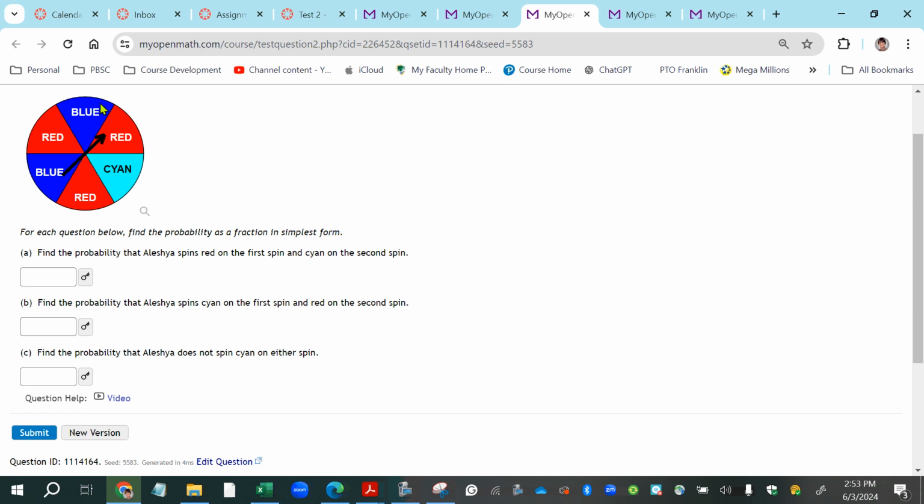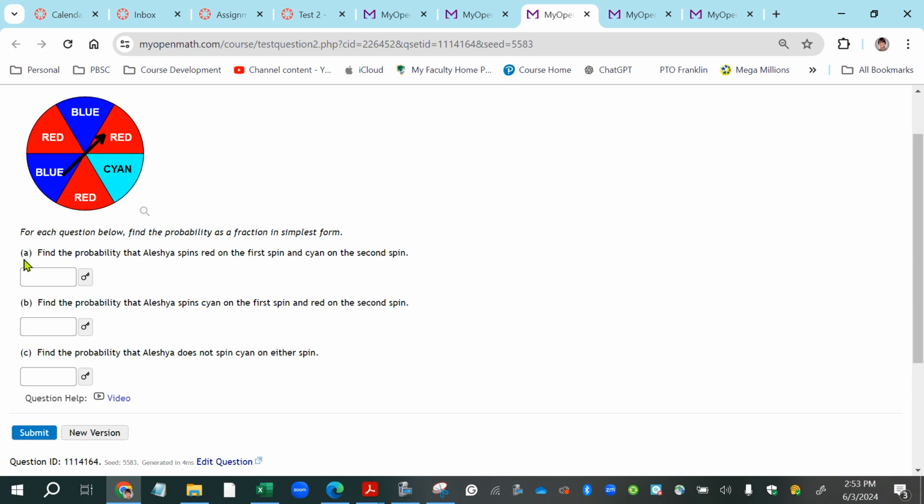In this question, we are given a spinner, or the image of something that looks like a spinner, with 6 equally divided sections. And that means that the probability of landing on any one of these 6 sections is 1 divided by 6.